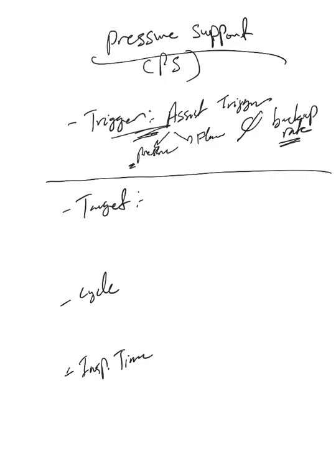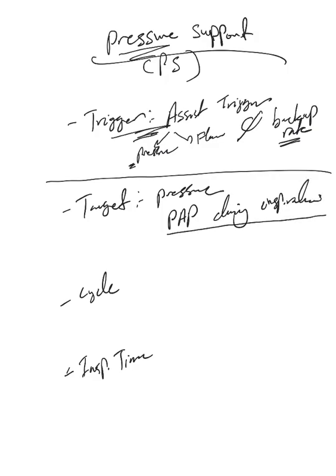Target here is very similar to pressure control. It's pressure, and that's why we call it pressure support. Basically, we tell the ventilator to provide a specific amount of proximal airway pressure during inspiration and keep it at this target. So that means the flow will be by default variable and will take the decelerating ramp as we explained before. And that brings us to the cycle.